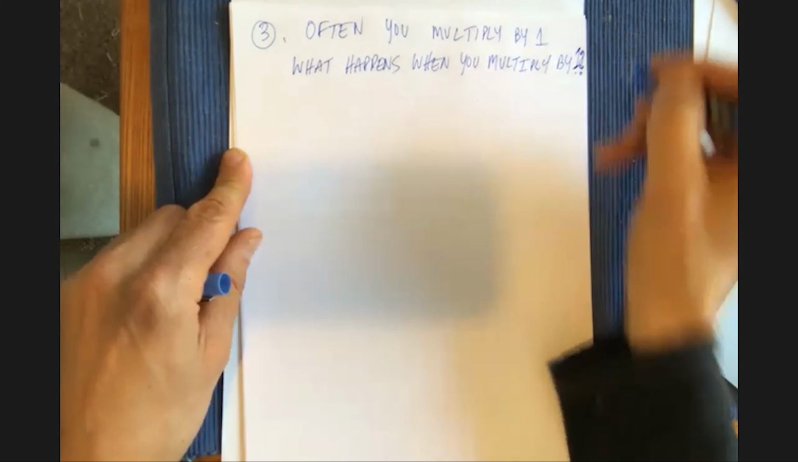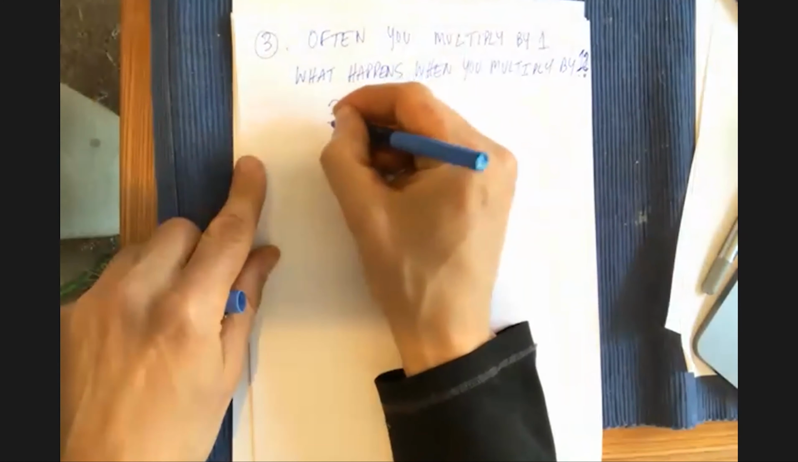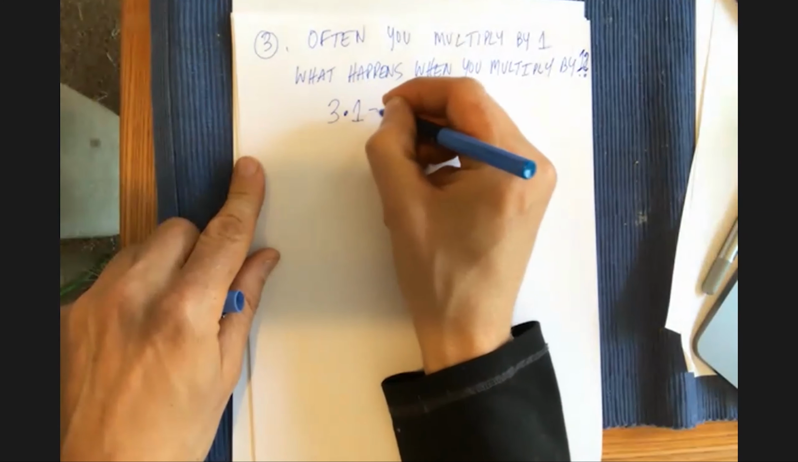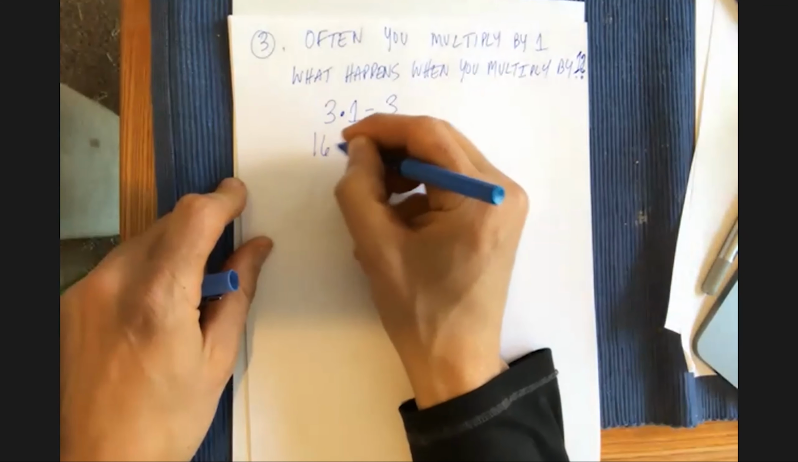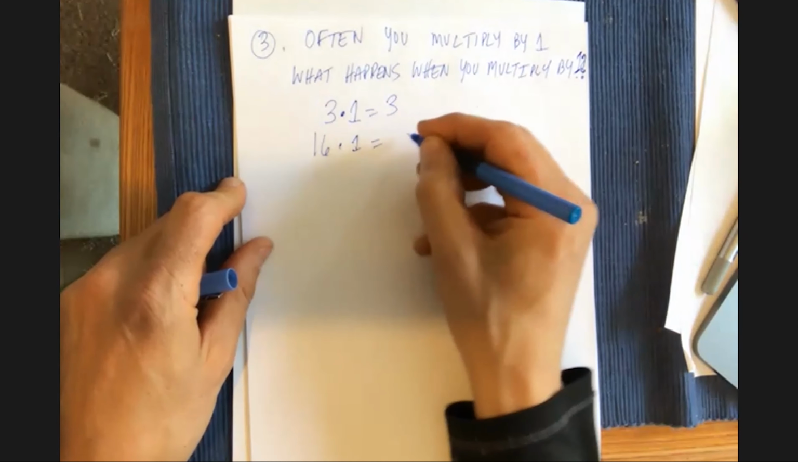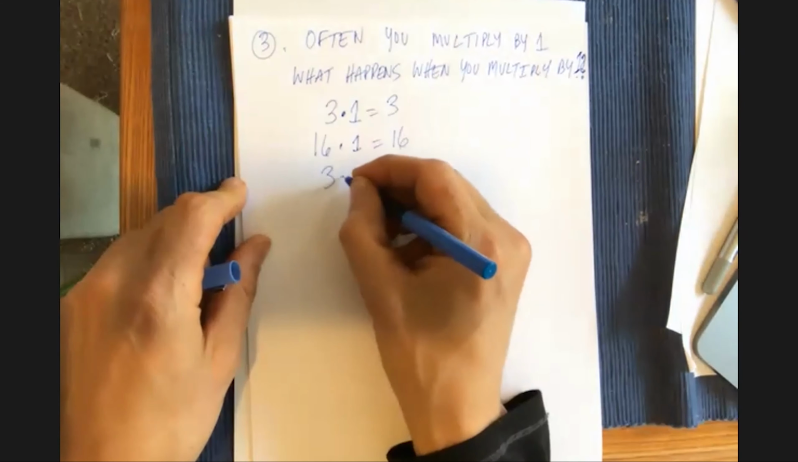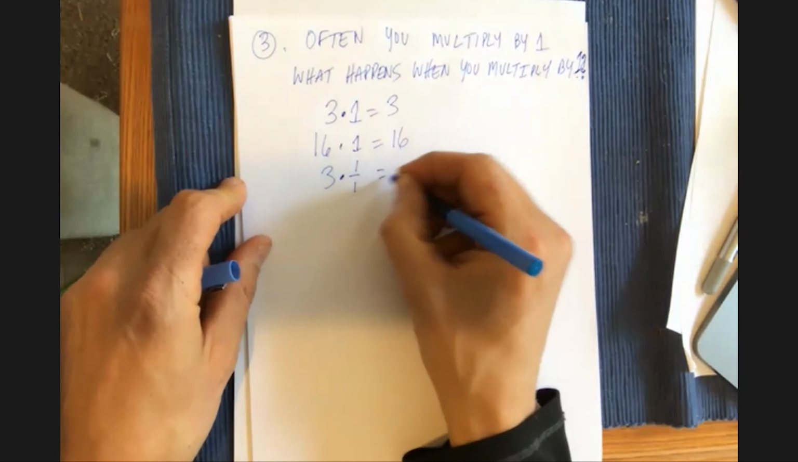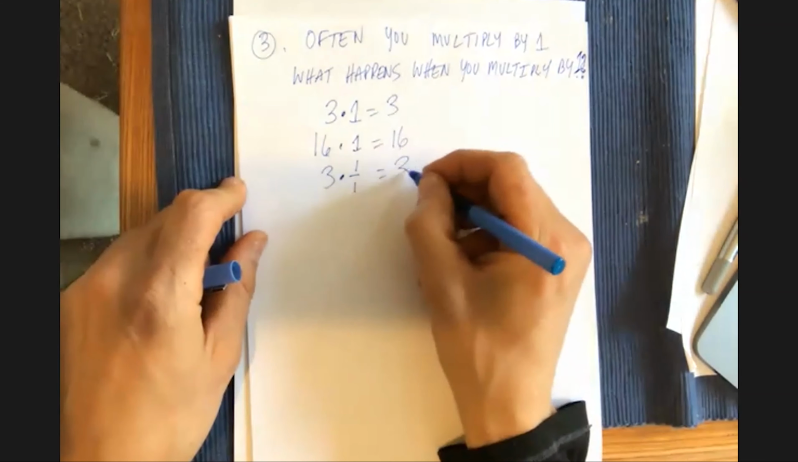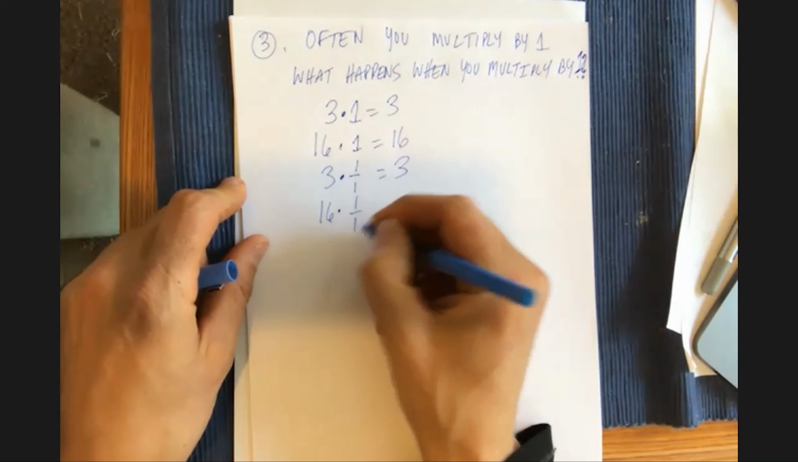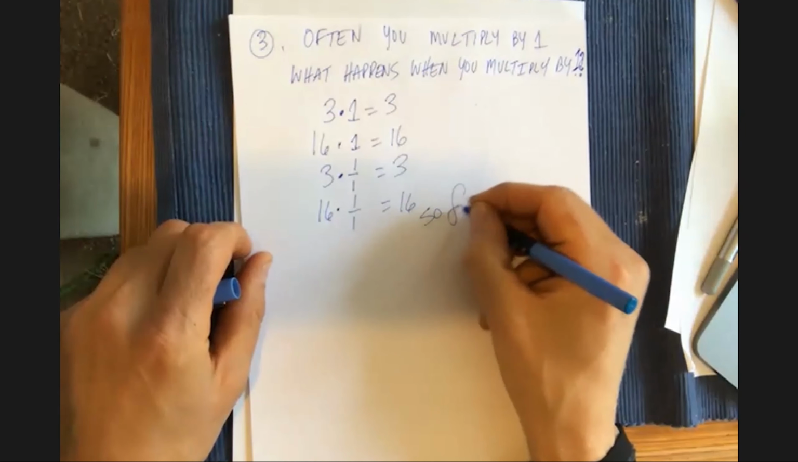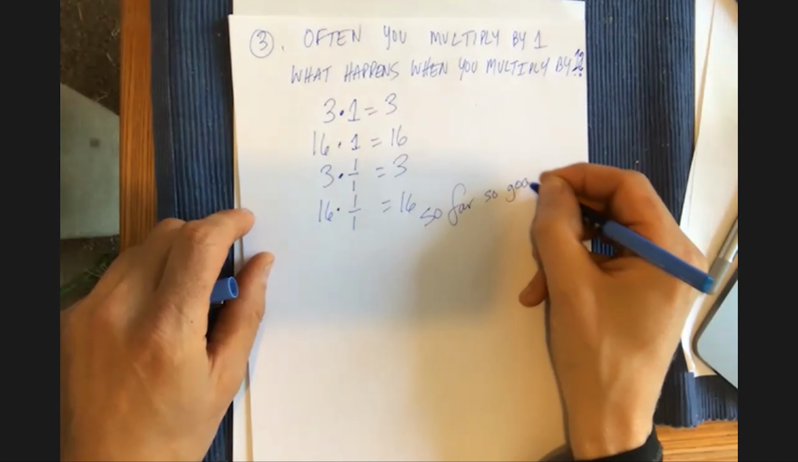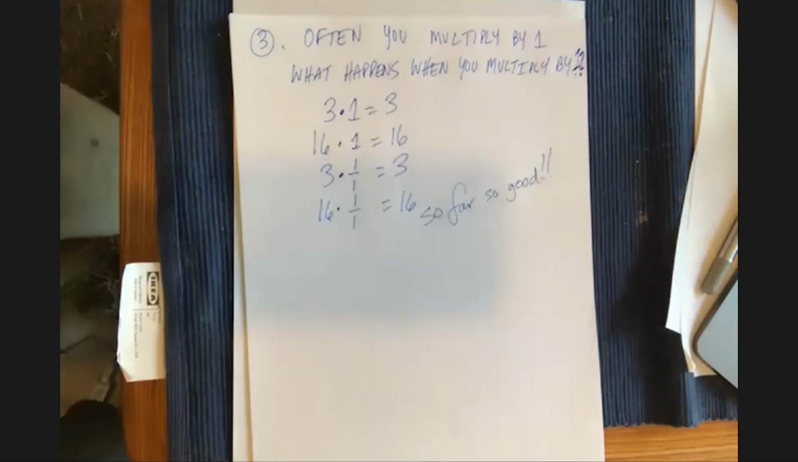And that's a 1. Okay, so here's 3 times 1. What's that equal to, Kevin? 3. Thank you very much. No problem. Yeah, exactly. 16 times 1 is 16, right? Here's another one. Here's 3 times 1 over 1 equals 3. Right? 16 times 1 over 1 equals 16, right? So far, so good. Give ourselves a couple exclamation marks because we're doing so well here.